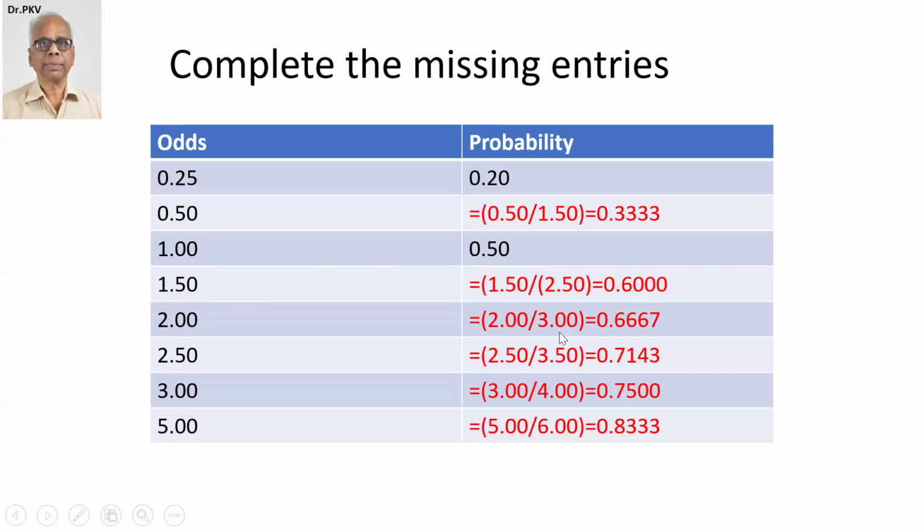2, this will be 2 divided by 3, 0.667. When the odds is 2.5, it is 2.5 divided by 3.5, 0.7143. You can work it out and check the 4 decimal places. Then it is 3.00 is odds. Then the probability is 3 divided by 4, which is 0.7500. When the odds is 5, this is 5.0 divided by 6.0 is equal to 0.833. So therefore, this is the first problem I want you to crack. And we have done the solution.